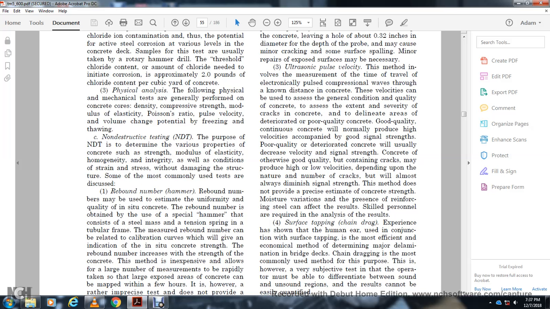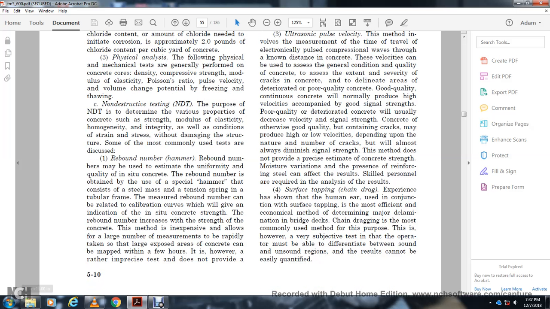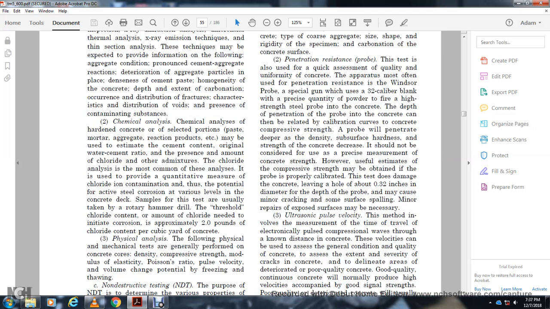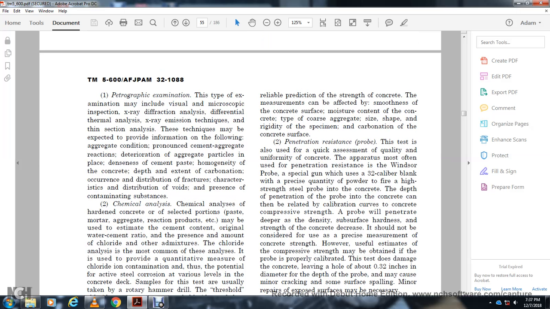The method can be rapidly applied to large exposed areas of the concrete, being mapped within a few hours. The imprecise depth does not provide a reliable prediction of the strength of the concrete. The measurement can be affected by the smoothness of the concrete surface, the moisture content of the concrete, the type of coarse aggregate, size, shape, rigidity, and the specimen of the concrete. Surface penetration: resisting the probe with the test.